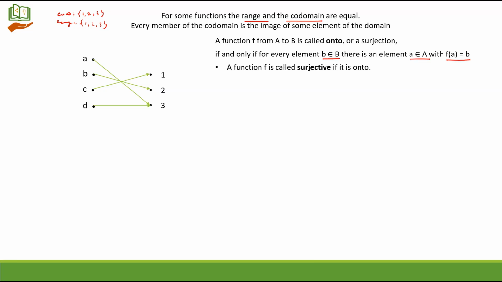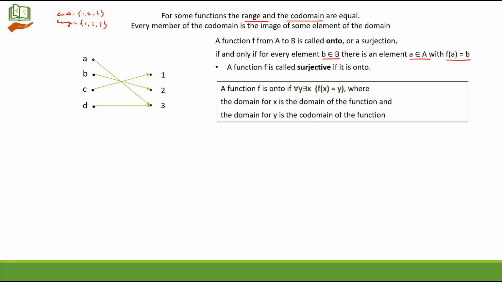A function f is called surjective if it is onto. A function f is onto if for all y there is an x such that f(x) equals y, where the domain for x is the domain of the function and the domain for y is the codomain of the function. It means there is at least one value from the domain that is being mapped to each element of the codomain.